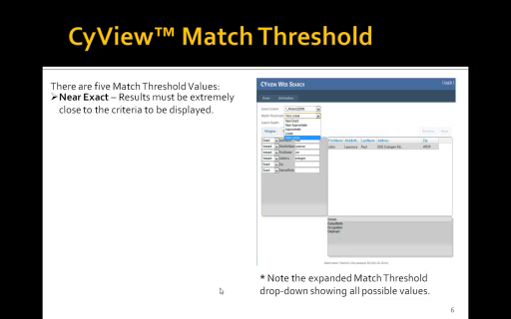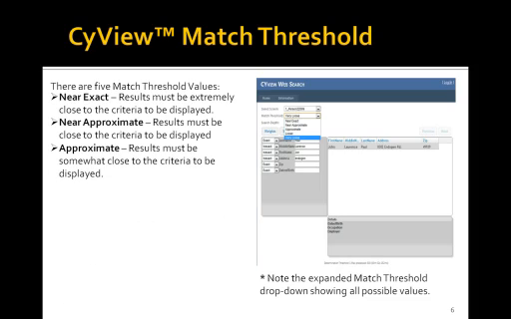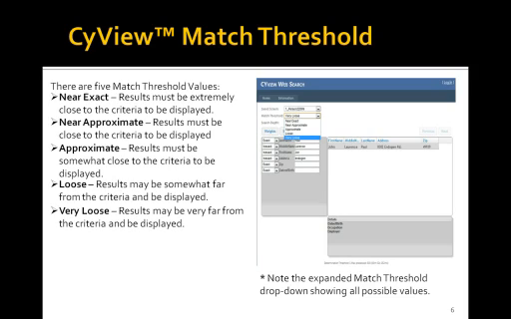Near exact, results must be extremely close to the criteria to be displayed. Near approximate, the results must be close to the criteria to be displayed. Approximate, results must be somewhat close to the criteria to be displayed. Loose, results may be somewhat far from the criteria and be displayed. Very loose, results may be very far from the criteria and be displayed. Now, let's see the match value in action.